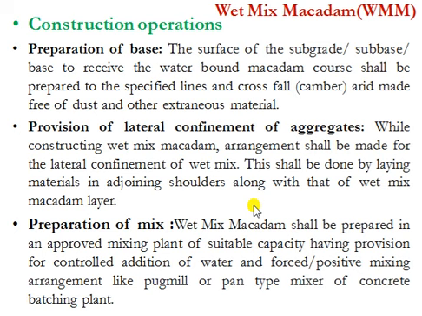So the preparation of the mix should be done in a mixing plant, and the mixing plant should have a suitable capacity to accommodate the requirement of a pavement. And here the mix is prepared by controlled addition of water and by forced or positive mixing arrangements like pug mills.